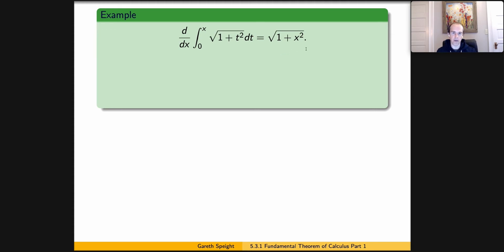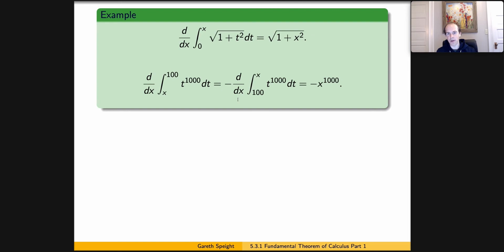Okay, so what could be different? Maybe the thing we're differentiating with respect to is in the lower limit. For instance, the derivative with respect to x of the integral from x to 100 of t to the 1000 dt. If we're going to use FTC part 1, we have to swap things around so the variable of integration is in the upper limit. And remember, we can swap the limits as long as we add a minus sign. So instead of integrating from x to 100, we can integrate from 100 to x provided we add this minus sign. And now we can use FTC part 1, right?